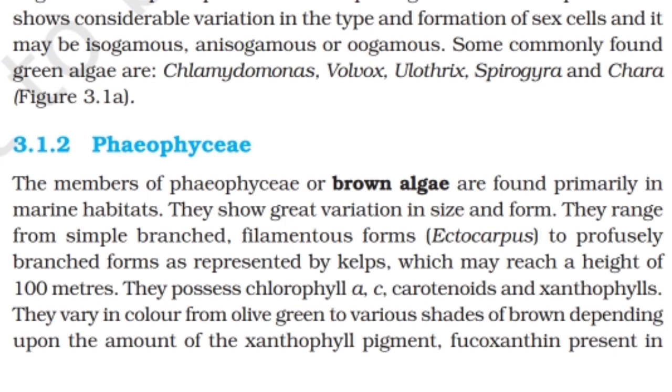3.1.2 Phaeophyceae. The members of Phaeophyceae, or brown algae, are found primarily in marine habitats. They show great variation in size and form. They range from simple branched filamentous forms like Ectocarpus to profusely branched forms as represented by kelps, which may reach a height of 100 meters. They possess chlorophyll a, c, carotenoids and xanthophylls. They vary in color from olive green to various shades of brown depending upon the amount of the xanthophyll pigment fucoxanthin present in them.